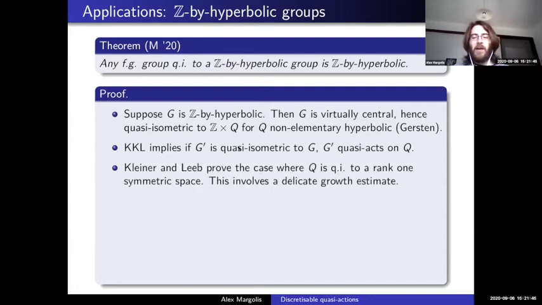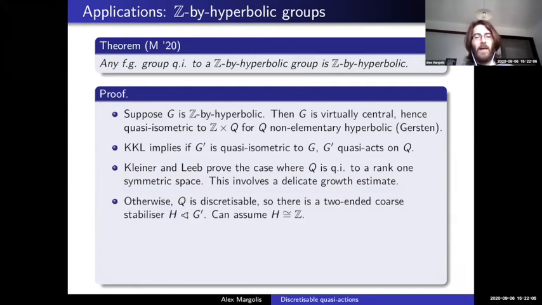And in the case where Q is not discretizable, when it's a uniform lattice in a rank 1 symmetric space, Kleiner and Leeb proved this in 2001, I think. And the argument actually involves some work. It's not just an application of understanding quasi-actions on rank-1 symmetric spaces. But if Q is discretizable, the example is easier.